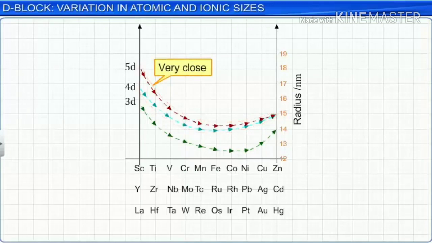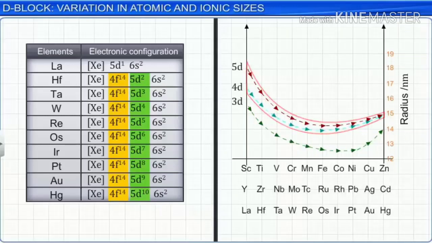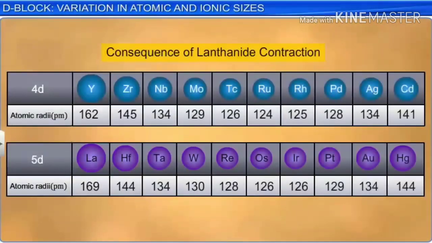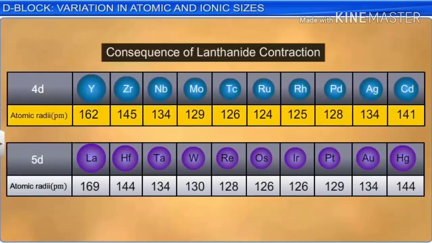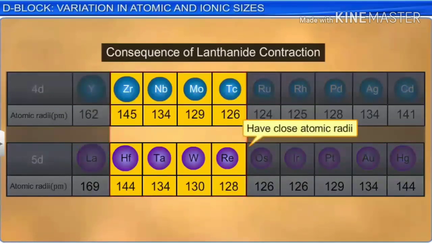This is due to the fact that the 4f subshell fills up before the 5d orbitals, which results in a regular decrease in atomic radii. This steady decrease is called lanthanide contraction. The consequence of lanthanide contraction is that the radii of the second and third transition series are similar. For example, zirconium and hafnium, niobium and tantalum, molybdenum and tungsten, technetium and rhenium have close atomic radii, and, therefore, have very similar physical and chemical properties.